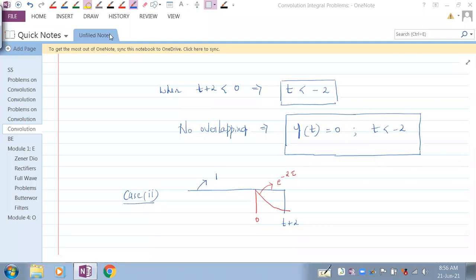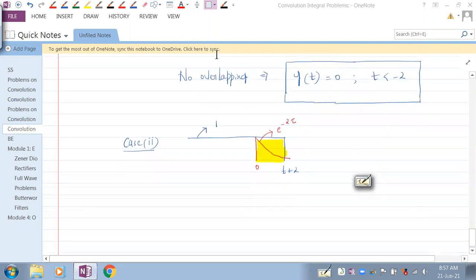And in the range of overlap, what is this we shall see? What is the overlapping range? 0 to t plus 2 is the overlapping range. Fine. So let's come to that. But before that, we need to see which case is this. It is the case where t plus 2 is greater than 0, or t greater than or equal to minus 2. So this is the case.